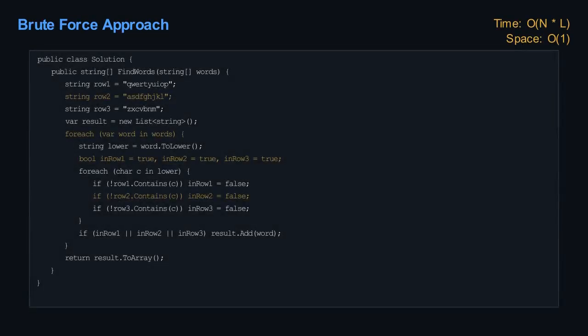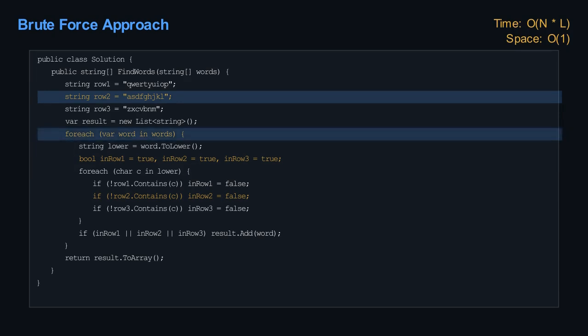A straightforward approach loops over every word, lowercases it, and then checks each character against 3 hard-coded row strings. For each character you ask whether it appears in row 1, row 2, and row 3, updating 3 Boolean flags. After scanning the whole word you keep it if any flag stayed true.